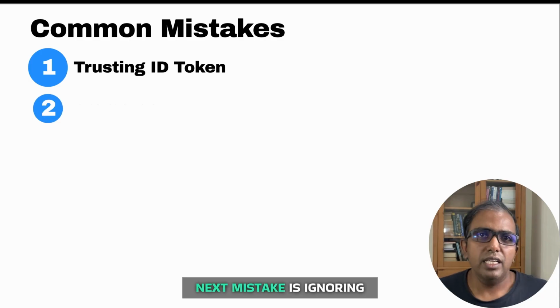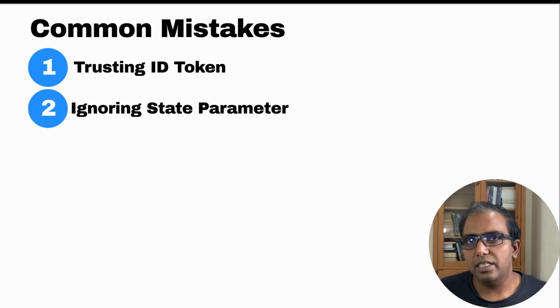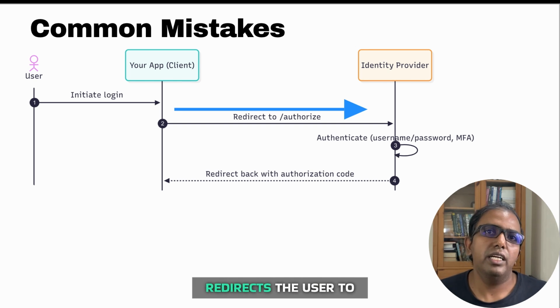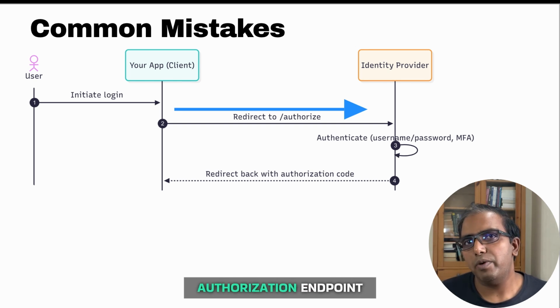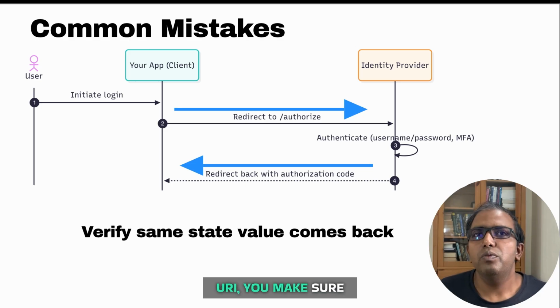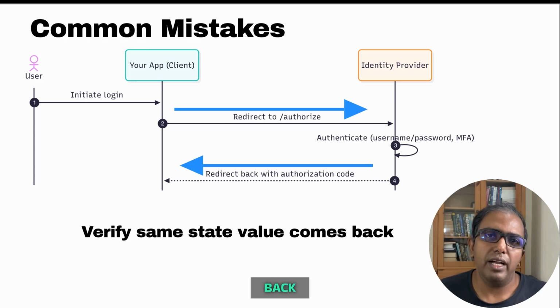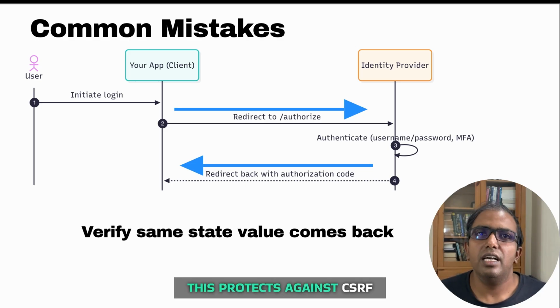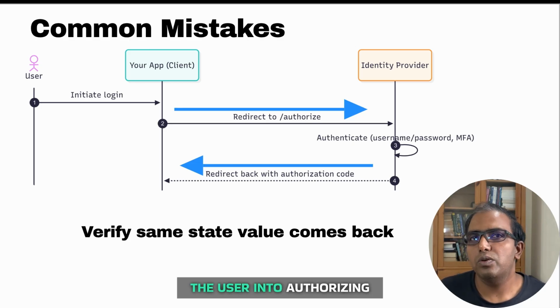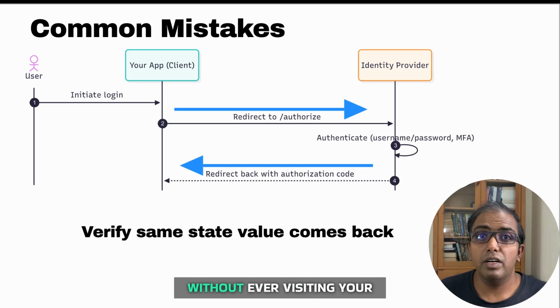The next mistake is ignoring the state parameter. The state parameter is a random string your app sends when it redirects the user to the authorization endpoint. When the user comes back to your redirect URI, you make sure the same state comes back. This protects against CSRF attacks. If you don't check it, someone could trick the user into authorizing on your app's behalf without ever visiting your site.